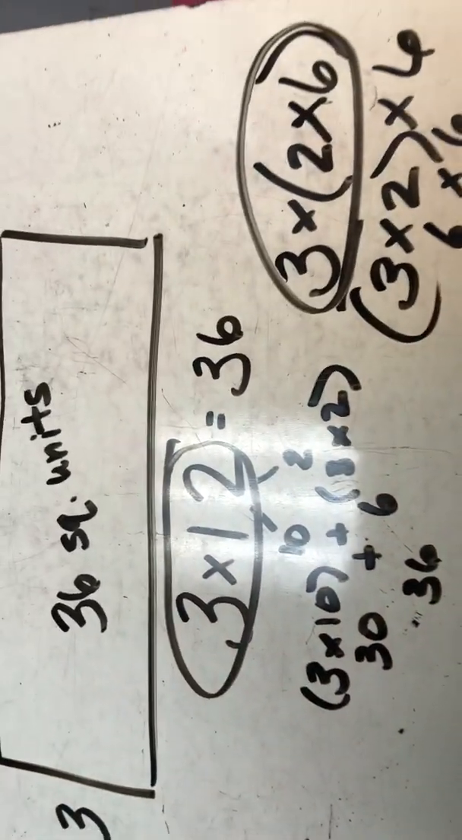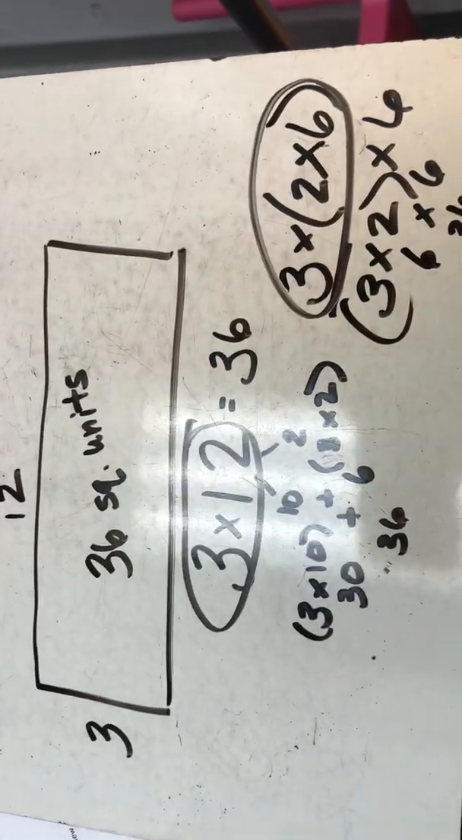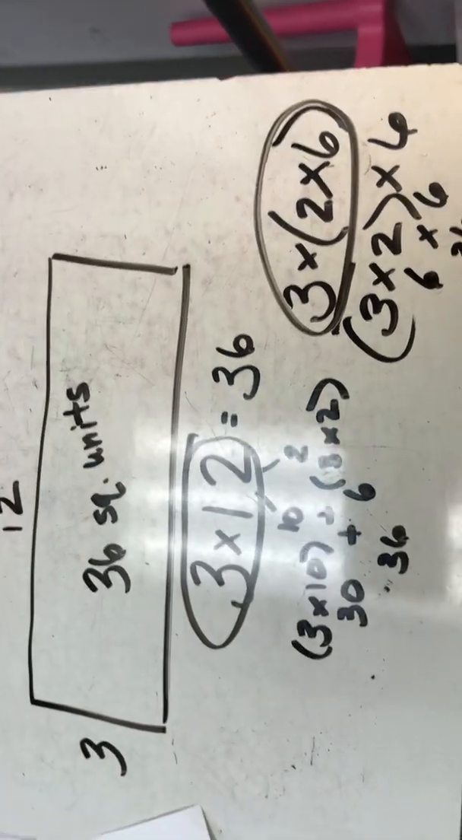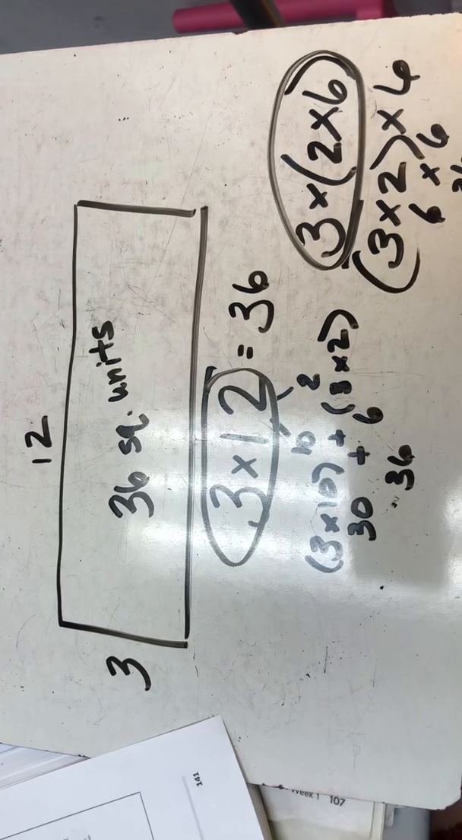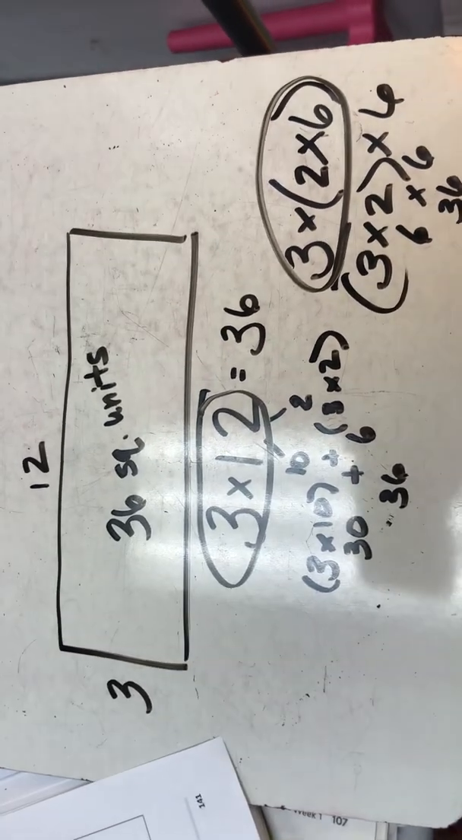This is about the gist here of today's lesson. It's just being able to use the side lengths and break them up into pieces you know to help you find the area of shapes.